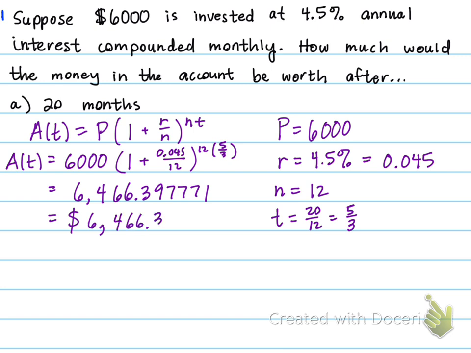Now, logically, we're dealing with money, so we need to think about rounding or truncating in this case because we can't invent money that is not there. So we're going to truncate at the hundredths place, and we would have $6,466.39.